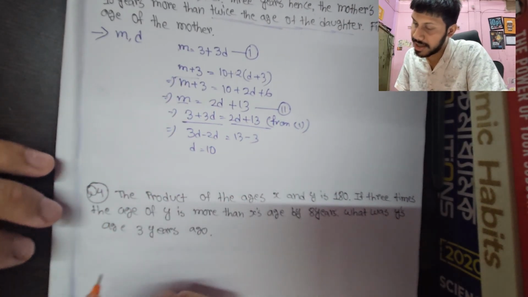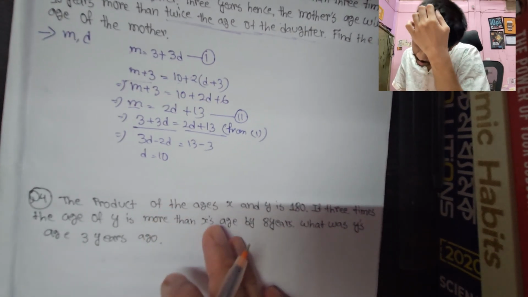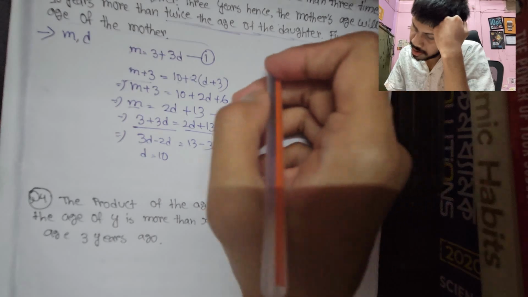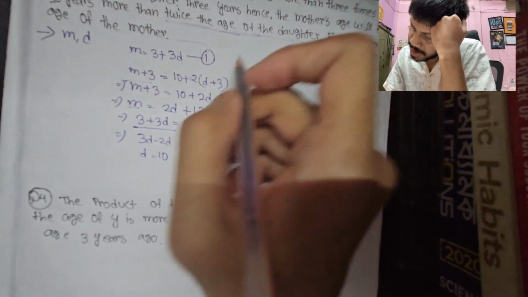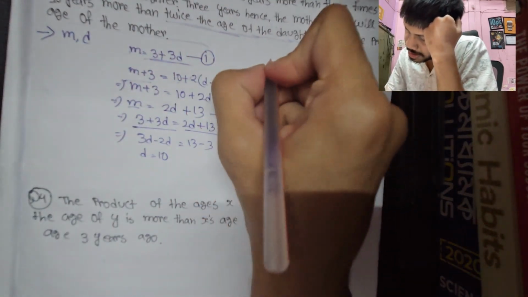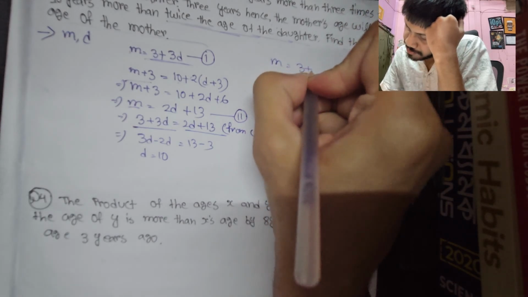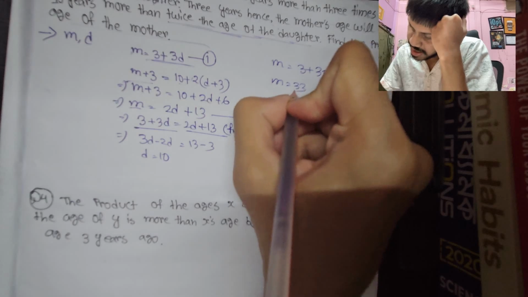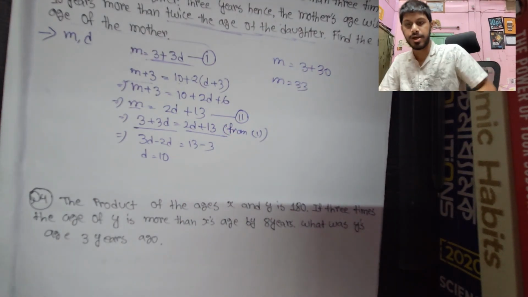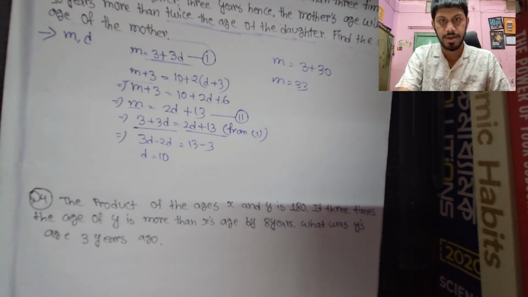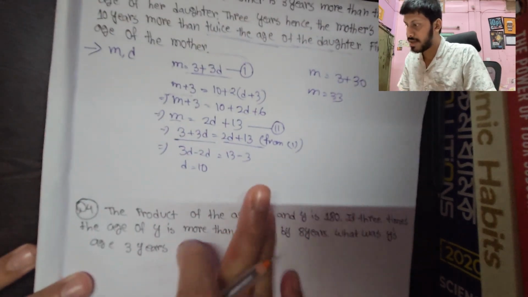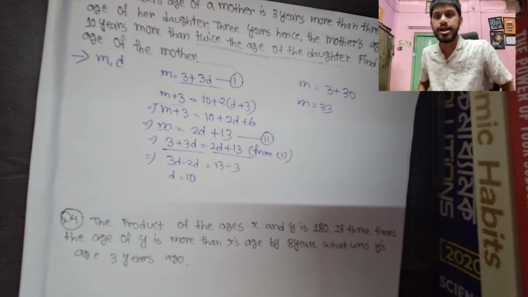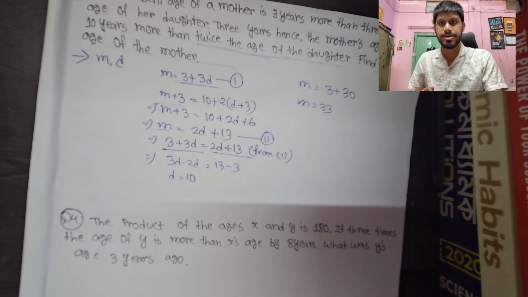Daughter's age is 10. Then if the daughter's age is 10, find the present age of the mother. So the present age of the mother, we'll put just here, M equals 3 plus 30, M equals 33, right? So M equals 33. Let's just recap everything, to check if everything is 100% correct or not, right?